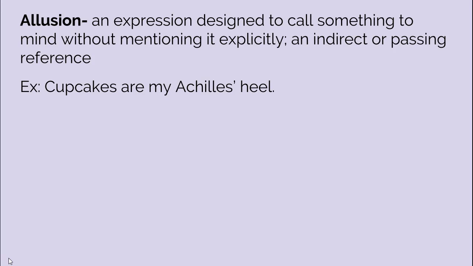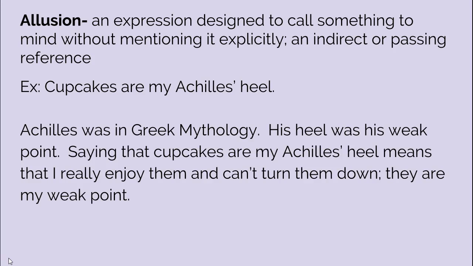For example, cupcakes are my Achilles heel. You may have heard something like this before. Something is my Achilles heel, or that's her Achilles heel, or this is his Achilles heel. Basically, Achilles is from Greek mythology. He was a really powerful soldier who was undefeatable. His heel was his weak point. It was the only place that he could be attacked and taken down.